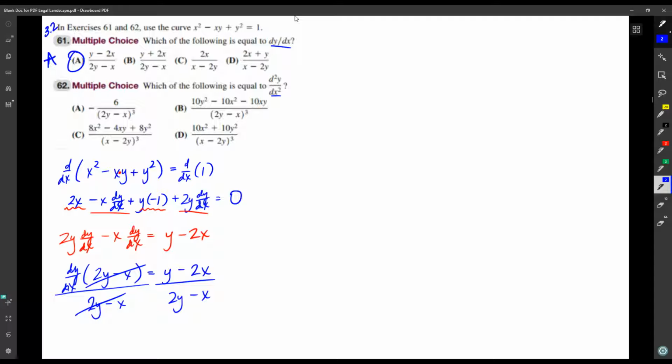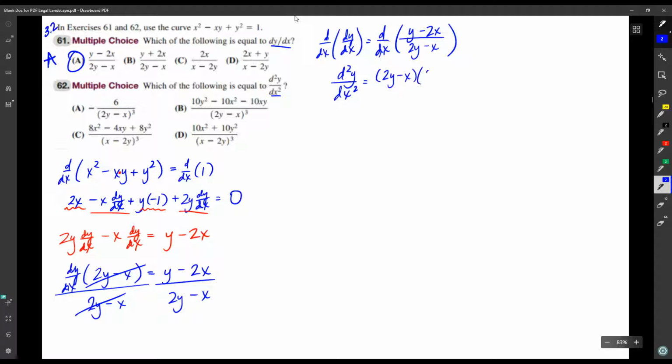That's A. 62, we want the second derivative. So we're going to have to differentiate the derivative. So that's going to look like this. d/dx of dy/dx equals d/dx of y minus 2x over 2y minus x. Let's get to work. So symbolically on the left, this is just the second derivative, d squared y over dx squared. On the right, we have a quotient rule problem. So we start out with low d high and then go minus high d low. So 2y minus x times the derivative of the high function. That's dy dx minus 2, minus high d low. So the high function, y minus 2x, times the derivative of the low function, which is 2 dy dx minus 1. This is all over 2y minus x quantity squared.